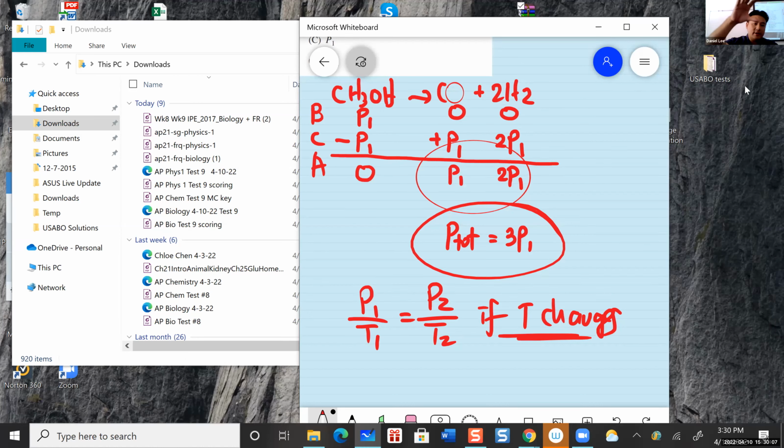Because Lewis structure tells you the molecular shape, tells you the bond angle, tells you polarity, tells you everything. It tells you the formal charge, all based on Lewis structure. You've got to know them. You've got to know intermolecular forces as well, right?